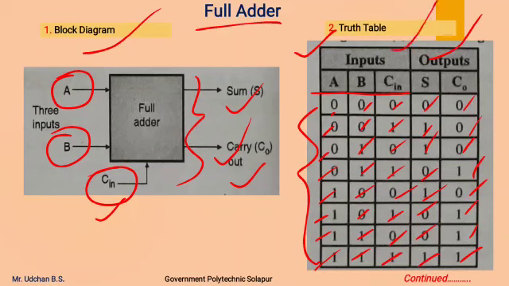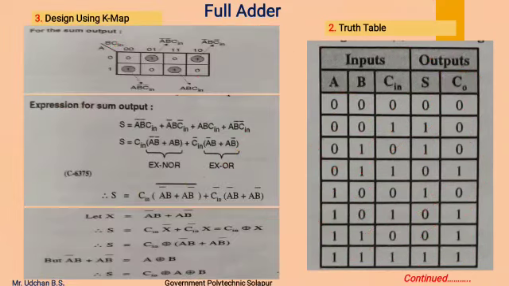From this truth table we are going to find the output equations for sum and carry output, by which we can draw a full adder circuit. So here again the truth table is taken over here. As there are 3 inputs, we are going to use a 3 variable K-map. Here vertically the A variable is taken and horizontally the B and C in variables are taken.